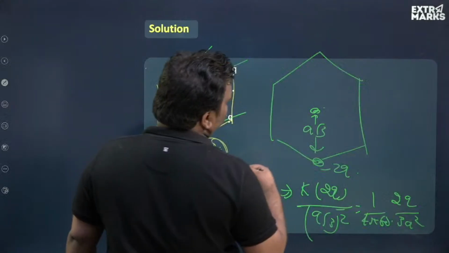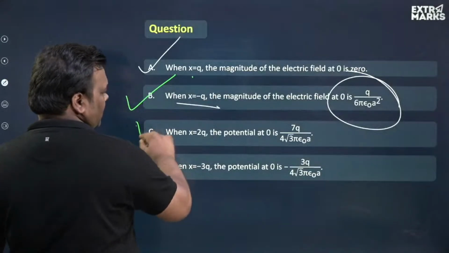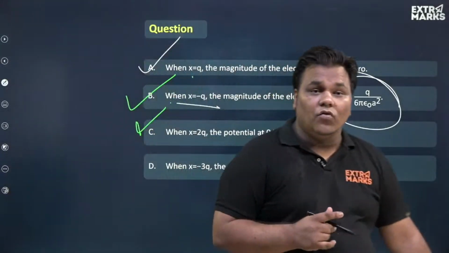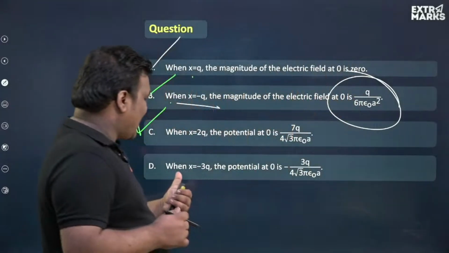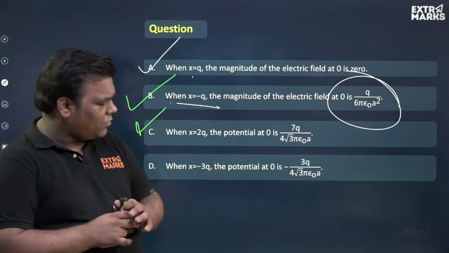A root 3, yeah, that is the correct answer. What about the fourth one, sir? X is equal to minus 3q.